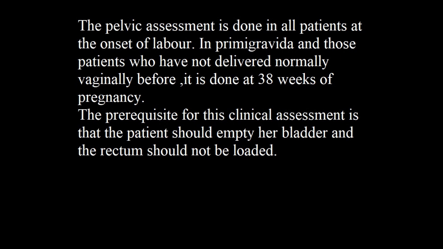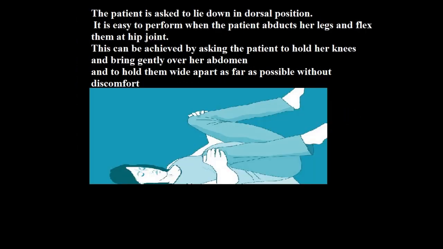The prerequisite for this clinical assessment is that the patient should empty her bladder and the rectum should not be loaded. The patient is asked to lie down in dorsal position. It is easy to perform when the patient abducts her legs and flexes them at hip joint. This can be achieved by asking the patient to hold her knees and bring them gently over the abdomen and to hold them wide apart as far as possible without discomfort.